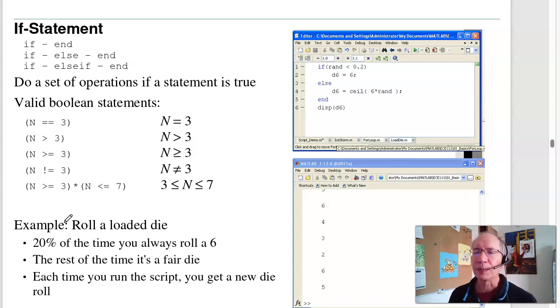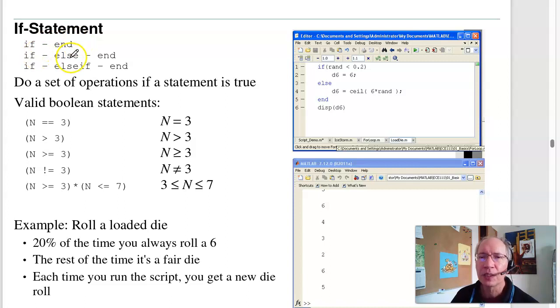There's an if statement. So if I want to roll fair dice, I can use the rand function. Suppose I want to roll a loaded die, such as 20% of the time I roll a 6, the rest of the time it's fair. That'd be this command. There's an if statement. What the if statement does is if a condition is true, execute the following statements, terminated by an end.